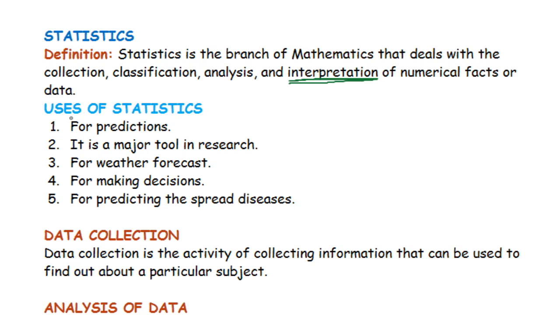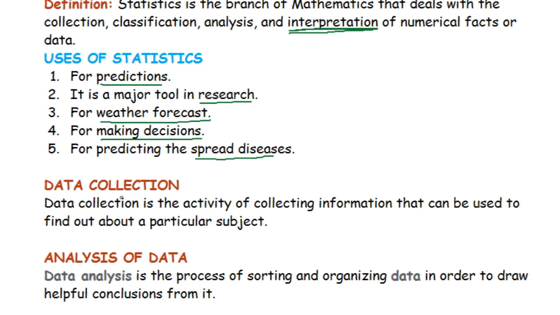So there are various uses of statistics. Statistics can be used for prediction, it can be used for research, it can be used for weather forecast, it is used in decision making, it is used to predict the spread of diseases. So just like I said before, the first step in the statistical process is data collection. So that's what you need to do first of all in a statistical process.